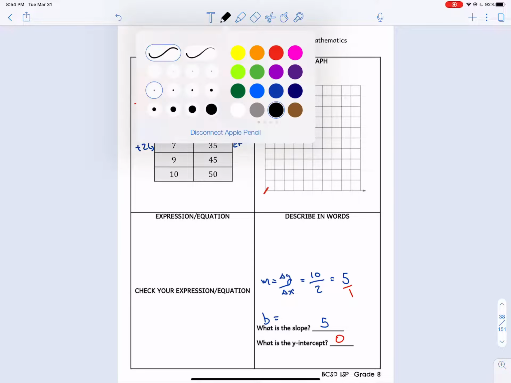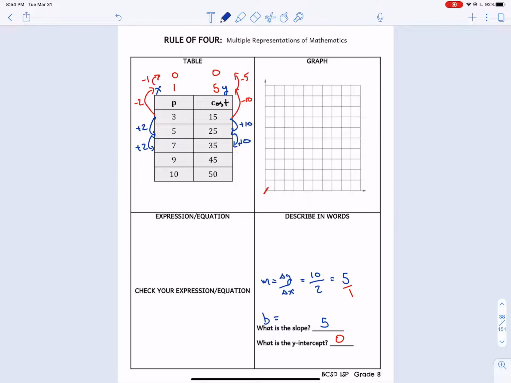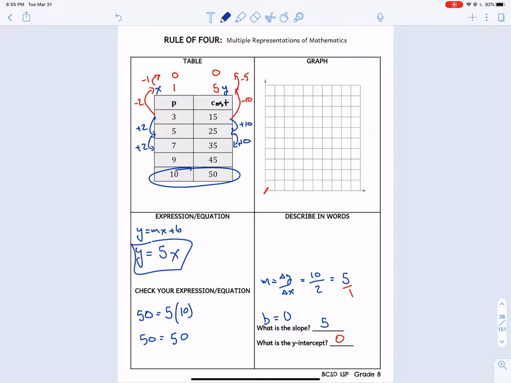All right, let's do our equation and then we'll move on. So again, y equals mx plus b, but in this case, b is 0, so we don't have that, so we just have y equals m, which is 5 times x. Check our expression. We're going to substitute. Just choose any point. Let's just use this one, 10 and 50. So when y is 50, x is 10. So 5, and then instead of x, we're going to put a 10. We're going to see if both those sides are equal to each other, and they are.